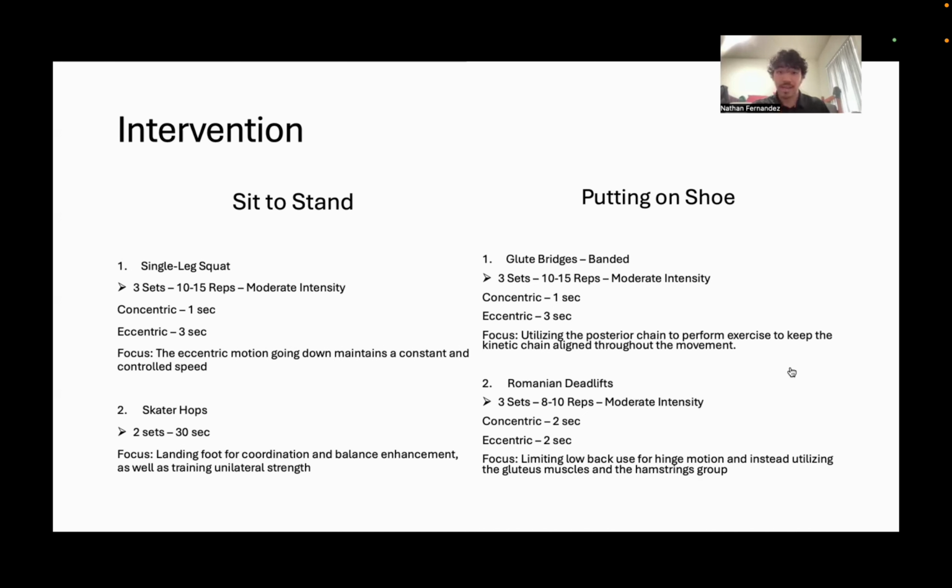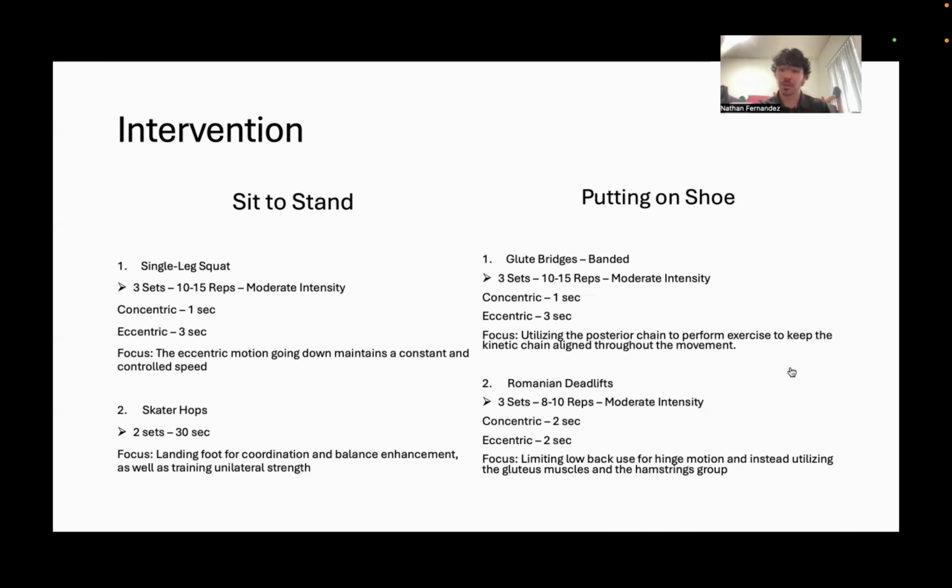Because the single leg squat is a great exercise to enhance balance and coordination for neuromuscular facilitation, as well as provide a great way for strength training of the lower extremities, so similar movements can be done more efficiently. Doing 3 sets, 10 to 15 reps with moderate intensity, where the focus is a slow and controlled eccentric motion, will help stimulate hypertrophy for strength gain, as well as enhance balance and coordination unilaterally.